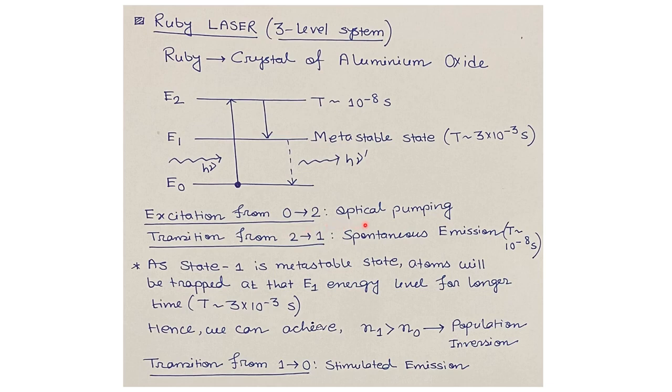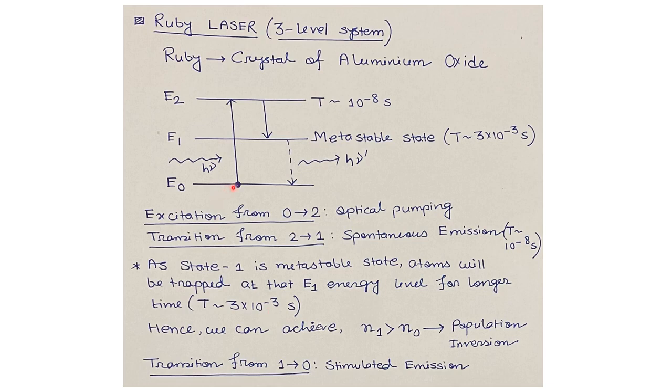This process is known as optical pumping, but this excited energy level has a lifetime of the order of 10 to the power minus 8 second. So after excitation, the atoms will be de-excited and come to the energy level E1. This process is known as spontaneous emission. Now this energy level 1 is our metastable state. As state 1 is a metastable state, atoms will be trapped at the E1 energy level for a longer time, and the time scale is usually longer, that is 3 into 10 to the power minus 3 second.